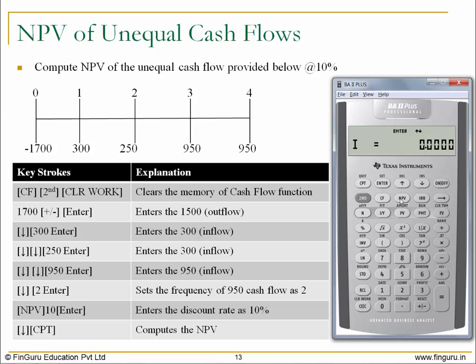We press NPV. As soon as I press NPV, the calculator prompts us and asks for the interest rate that is relevant. The interest rate in this question is 10%, so we'll plug in the value. So 10, enter. Press the down arrow key and compute the net present value. So NPV, 10, enter, down arrow key, compute the NPV, and you get the net present value, which comes out to be 141.